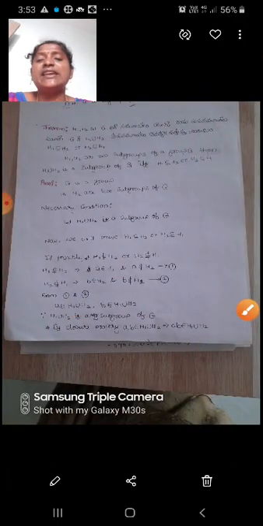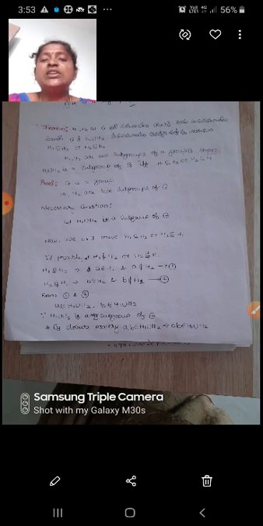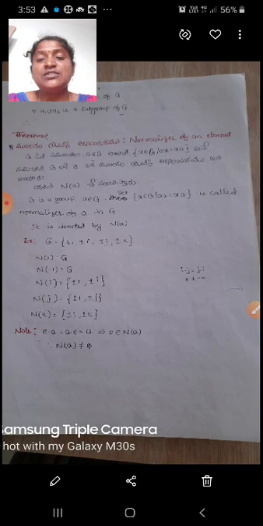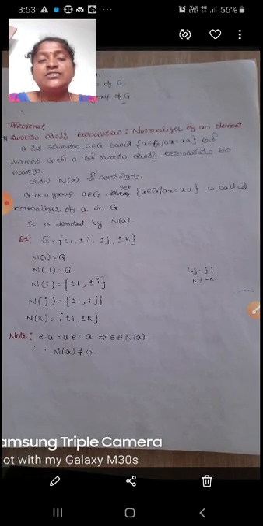Therefore, if H1, H2 are two subgroups of a group G, then H1 union H2 is a subgroup of G if and only if H1 is a subset or equal to H2 or H2 is a subset or equal to H1. Now see one definition.